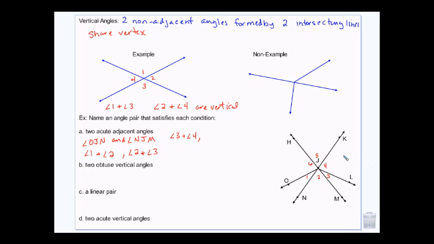You see what I mean? Basically, I can go around this whole thing and name any two that are next to each other, and they'll be adjacent.